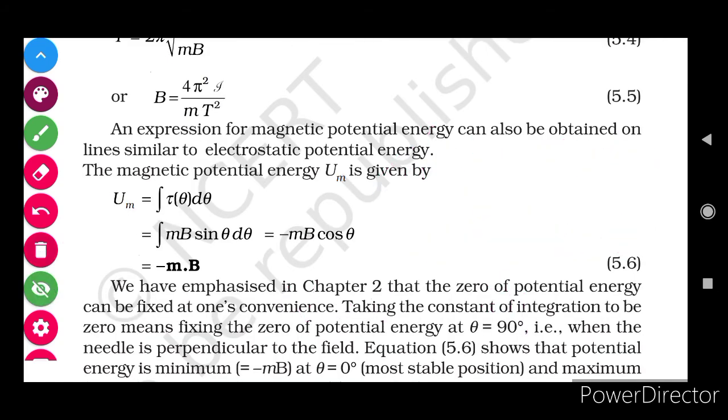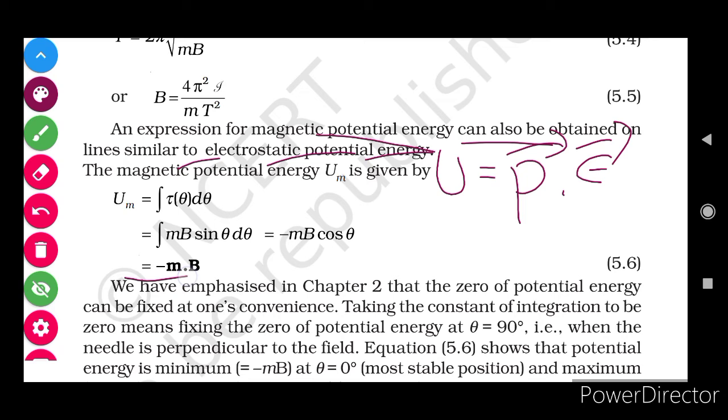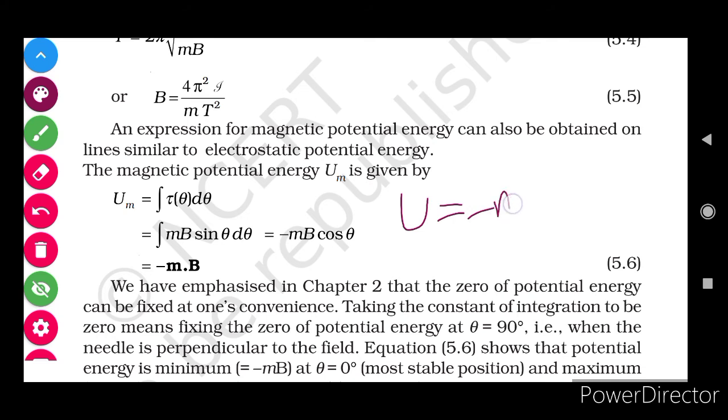An expression for magnetic potential energy can also be obtained, similar to electric potential energy. If you remember from the second chapter, the potential energy of an electric dipole placed in an electric field was U is equal to minus p dot E. Similarly here, U is equal to minus m dot B. In place of electric dipole moment there will be magnetic dipole moment, and in place of electric field there will be magnetic field. That is a dot product of m and B, or you can say U is equal to minus mB cos theta.